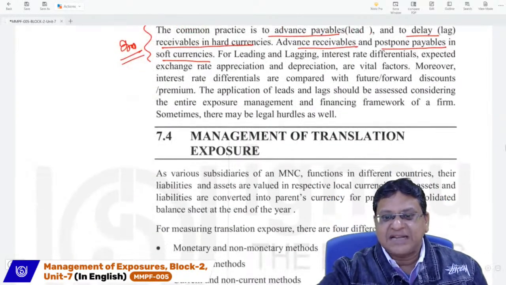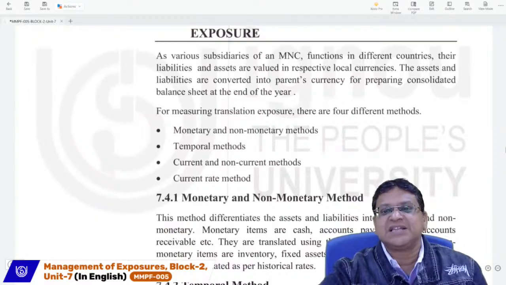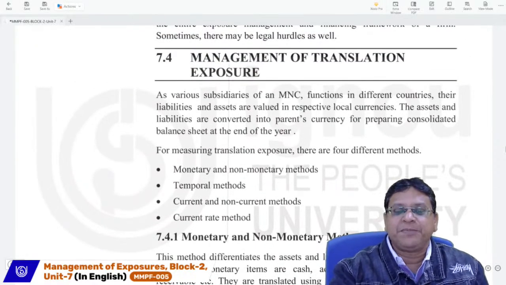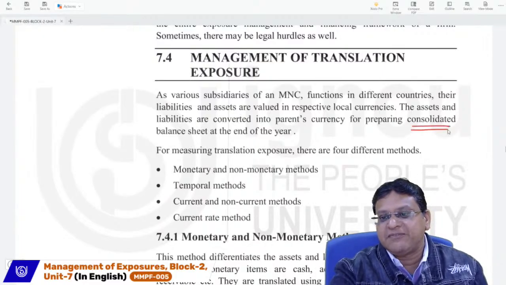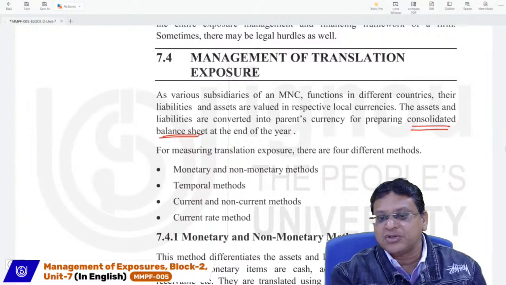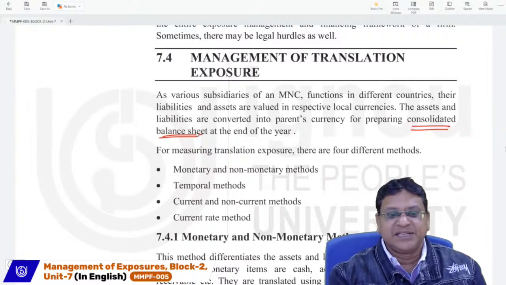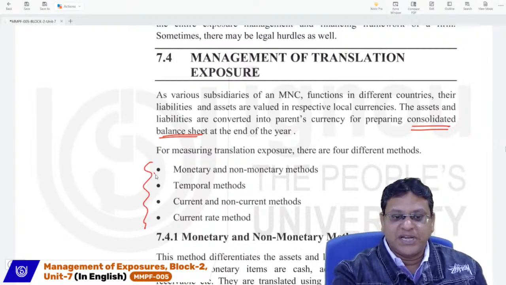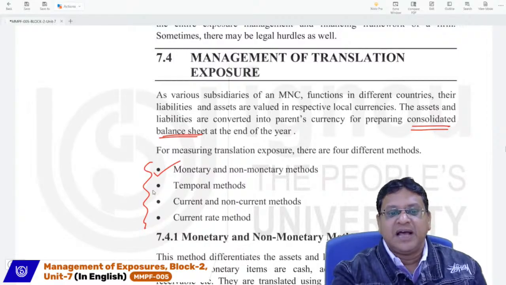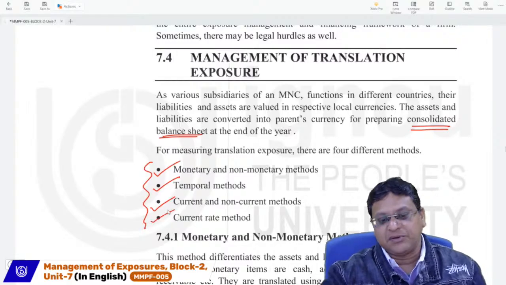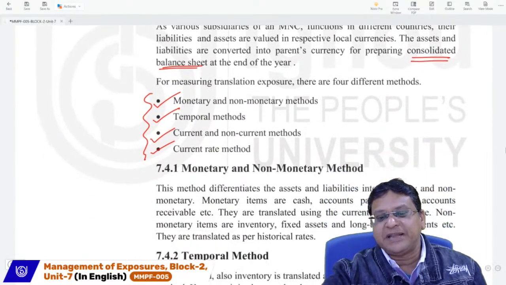Next one is translation risk. What is translation risk? I have told that translation risk arises while preparing consolidated financial statements, while preparing consolidated profit and loss, consolidated balance sheet. There are four methods used for consolidation. One is the monetary non-monetary method, another is the temporal method, another is the current non-current method, and another is the current rate method. What is the monetary non-monetary method?